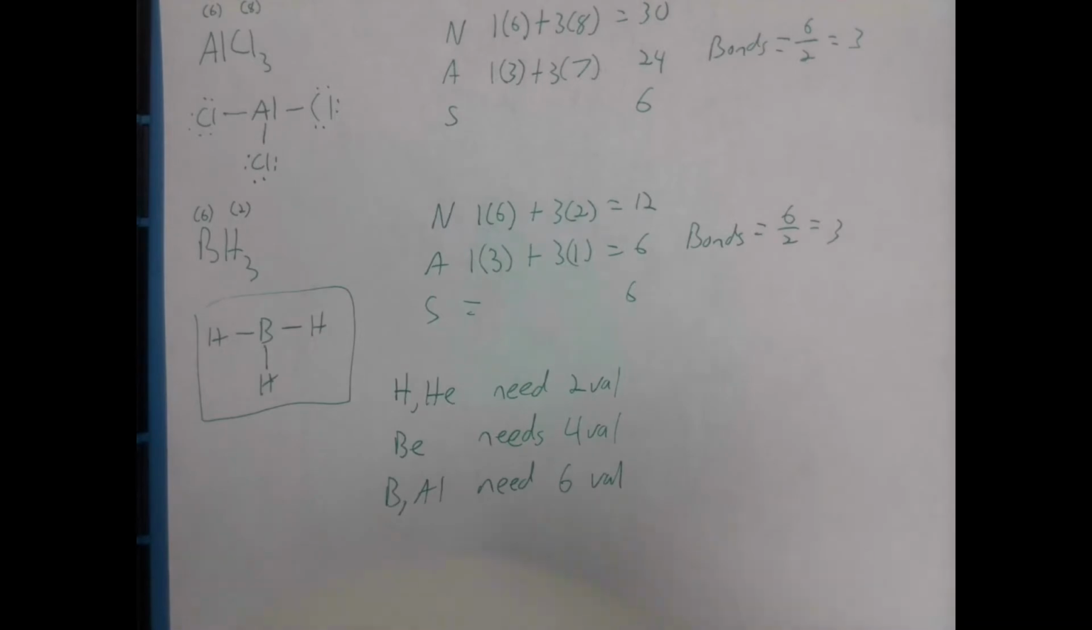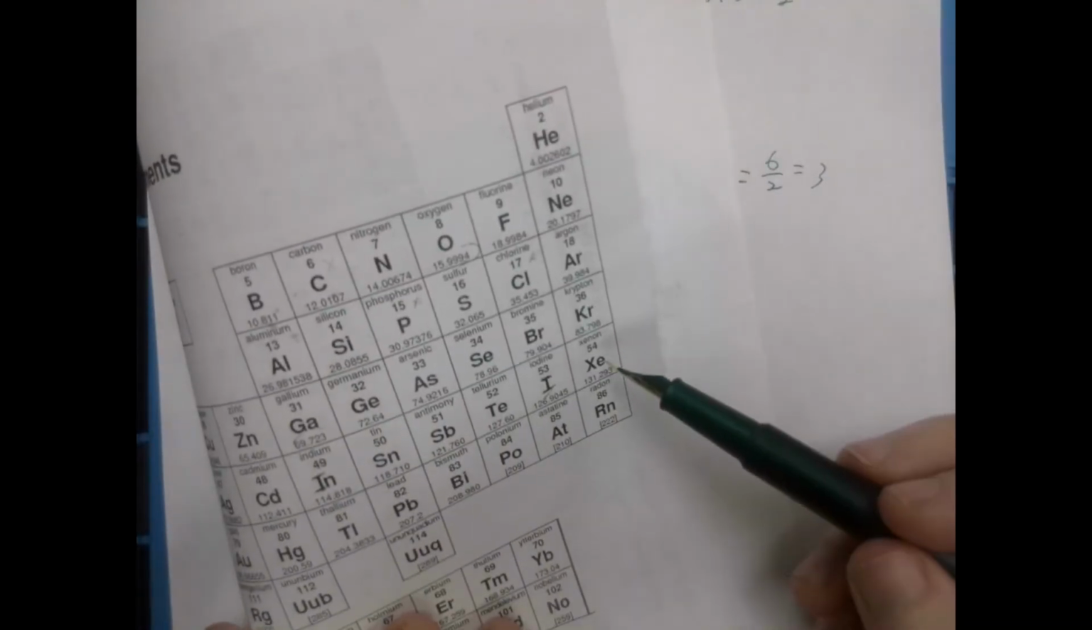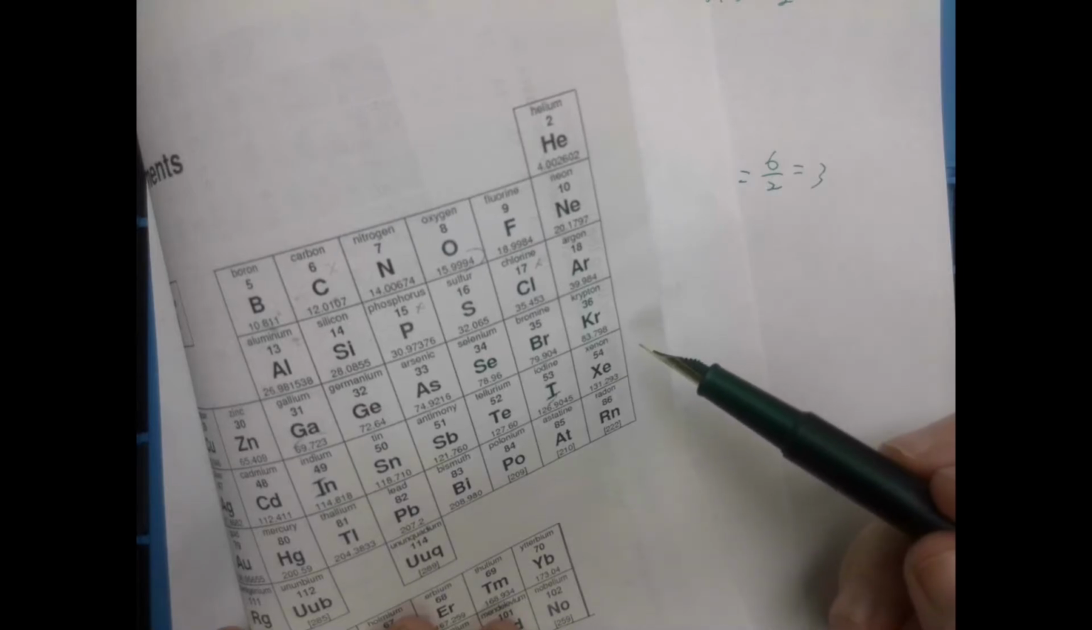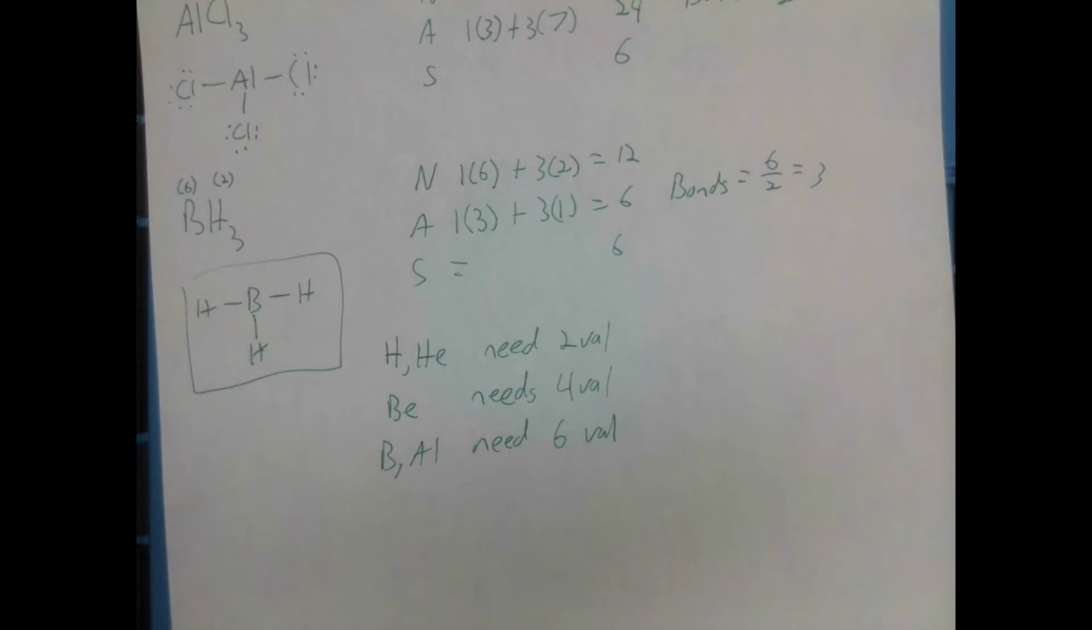Remember, as we go down, the increased size means that the nucleus can barely hold on to those outer electrons because the atom is so big. And so we can get some reactions going on because it can't hold on to the electrons as well. And it's not a metal. It doesn't do metallic bonding.